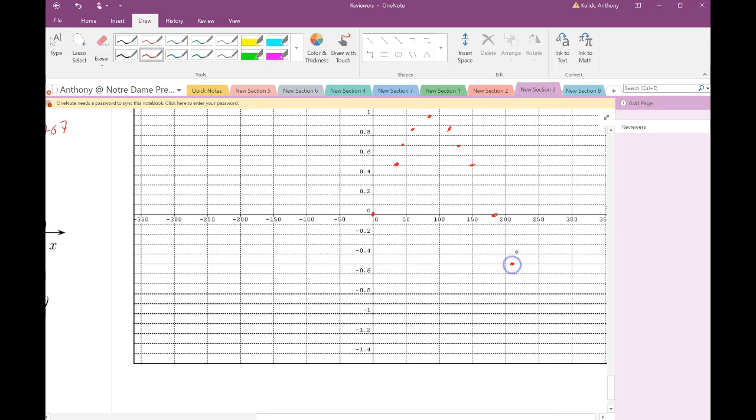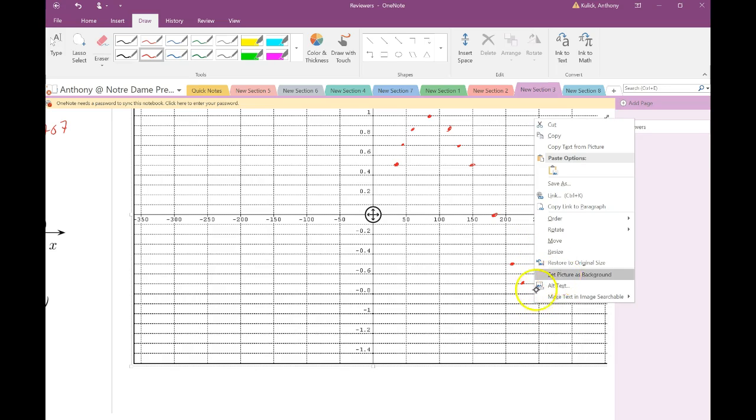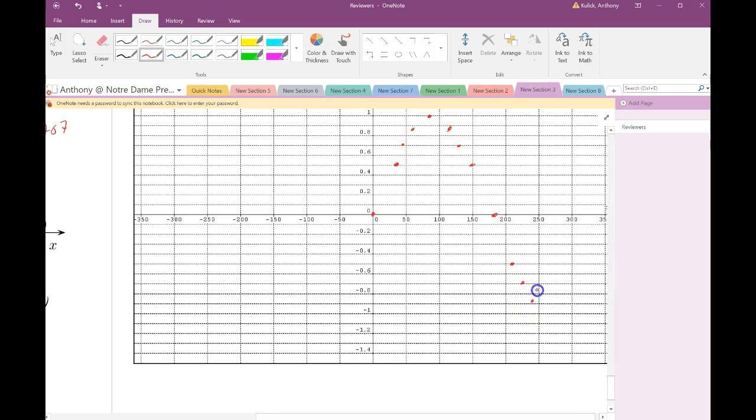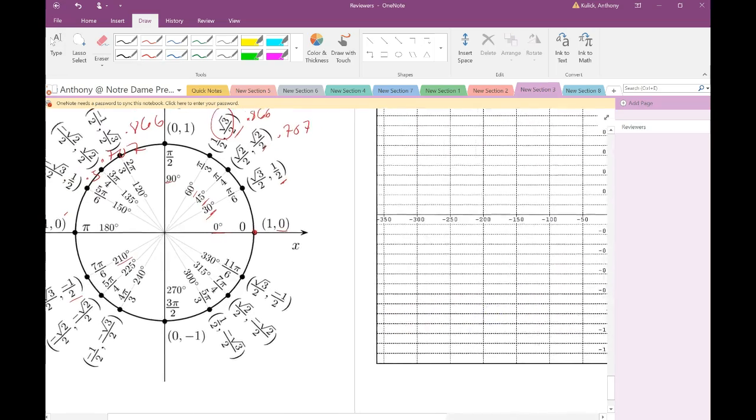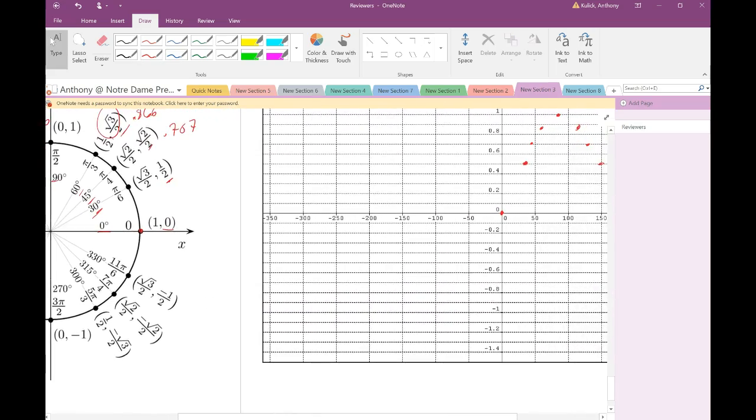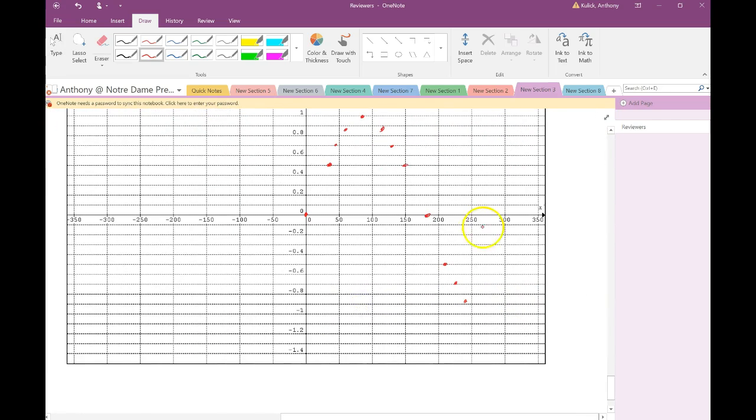So maybe like here. And then I have 225 and 0.707, so that's going to be like there. And then we have 240 and 0.866, which is like here. And then we have 270 and negative 1, which would be like here.